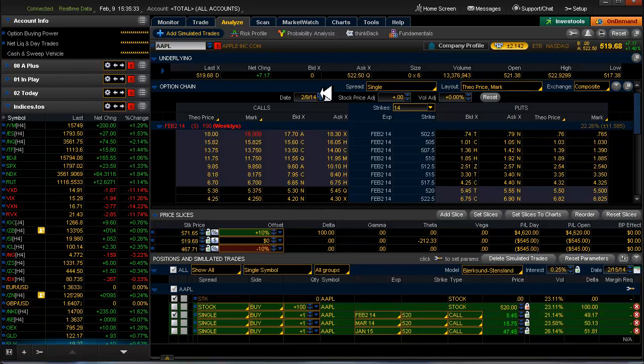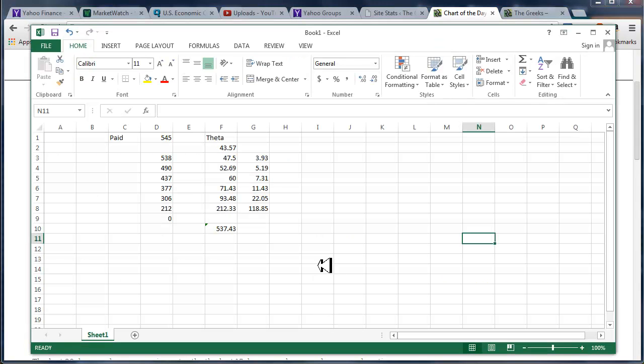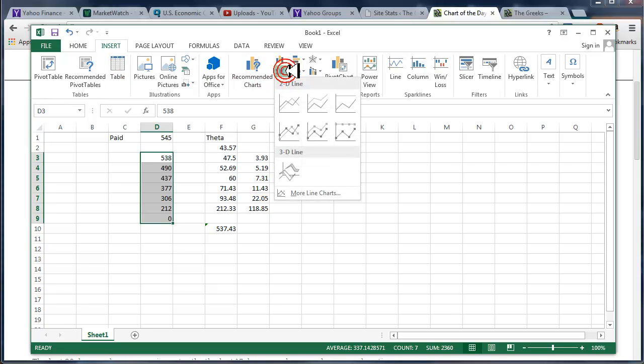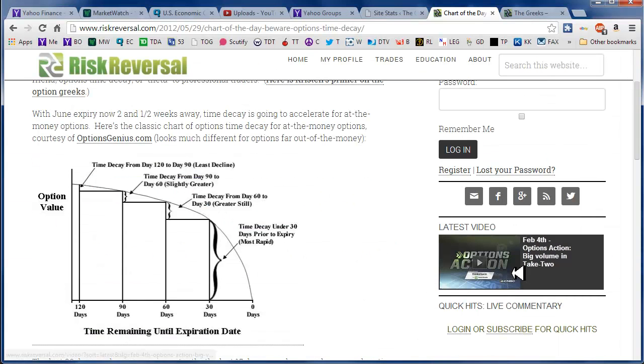Then as we advance it each day by clicking the up arrow here, we can see that it's now down to 490, 437, 377, 306, 212, and then finally 0. So that's how I got these numbers that I put over here on this spreadsheet. All right, so let's graph that and see what it looks like. We'll go over here to insert, and we're going to put a graph in here. And there it is. Pretty much looks like this one.